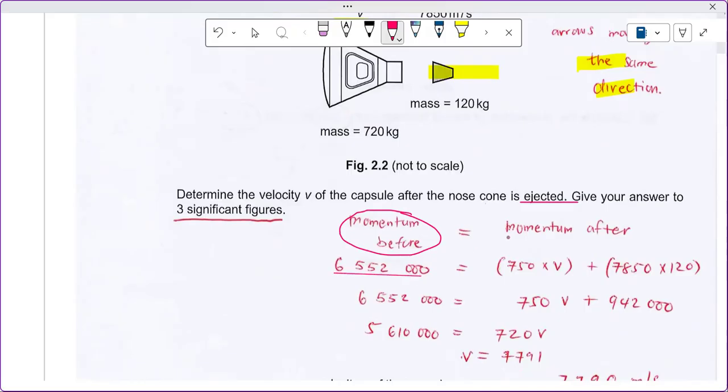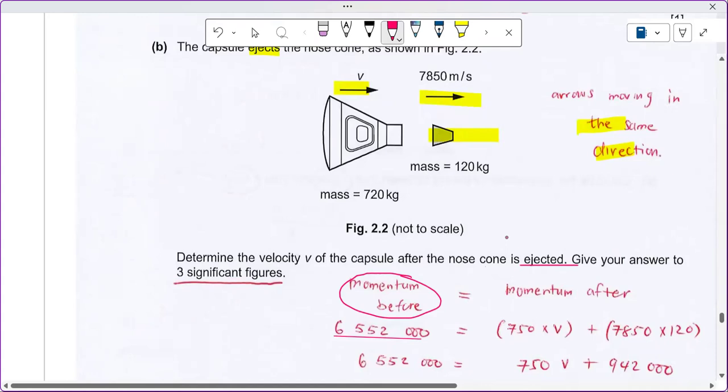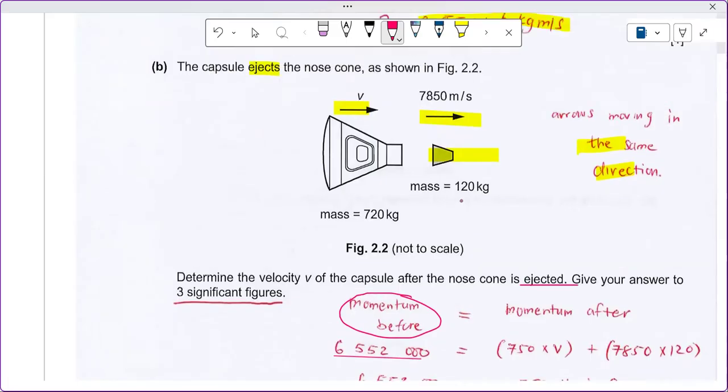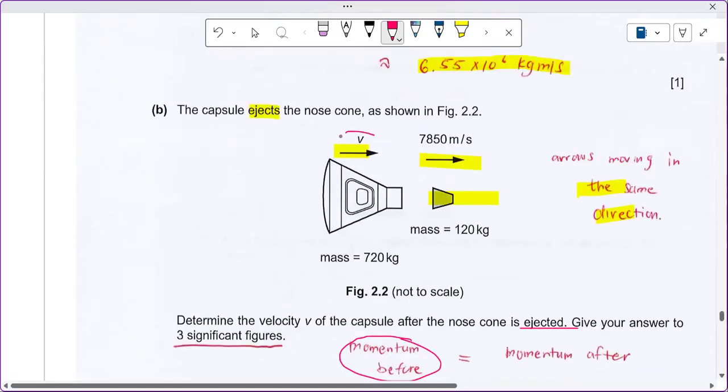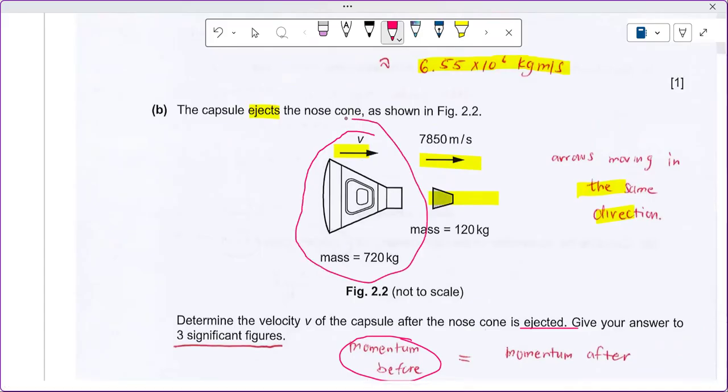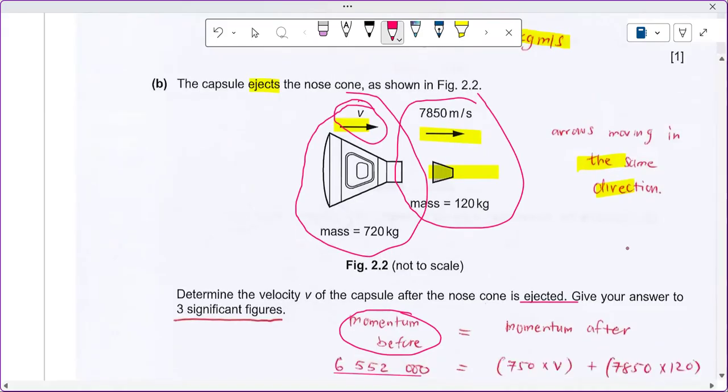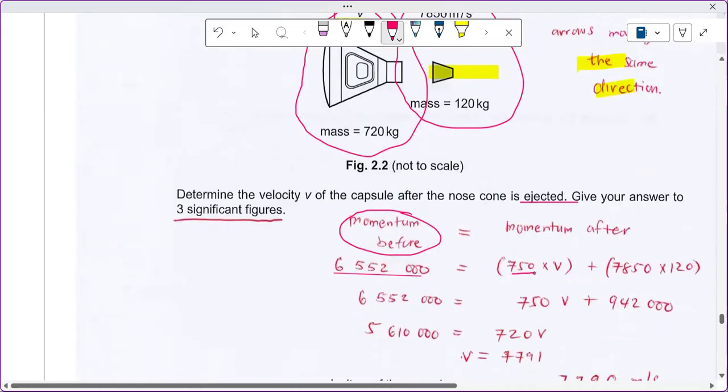6,552,000. Now we've got to take a look at what's the momentum after, because there was some form of collision here. Separation is still called collision. It's like recoil. Then now you can see after they have ejected, this one's going to move over with its own velocity and its own mass. This one also has got its own velocity and its own mass. But now they want us to figure out what the velocity of this one is after. So we plug and play. So we have the velocity of the capsule, and the mass of the capsule, which is supposed to be 720, right? So not 750, 720 multiplied by that to give us 720 V.